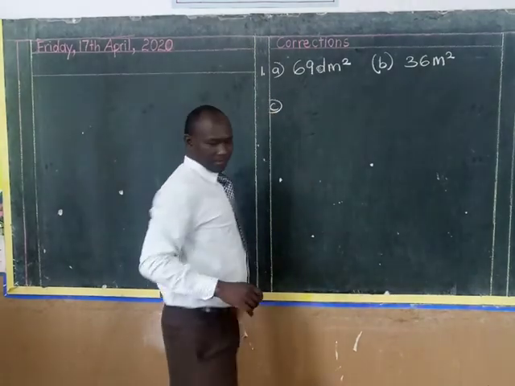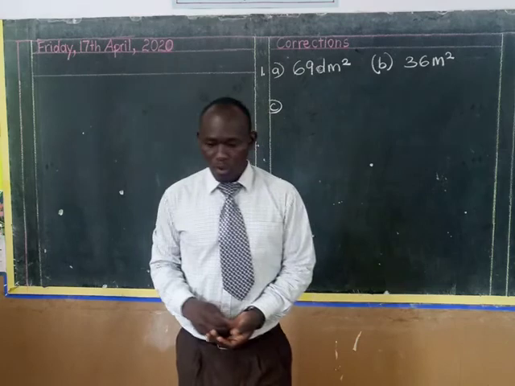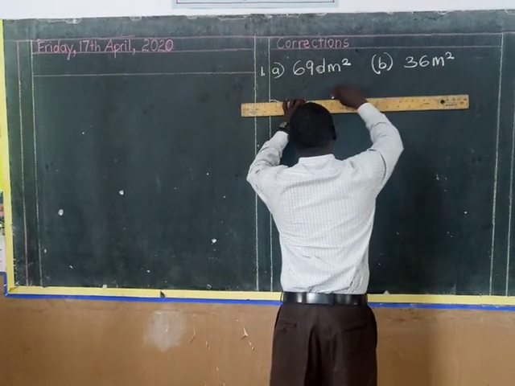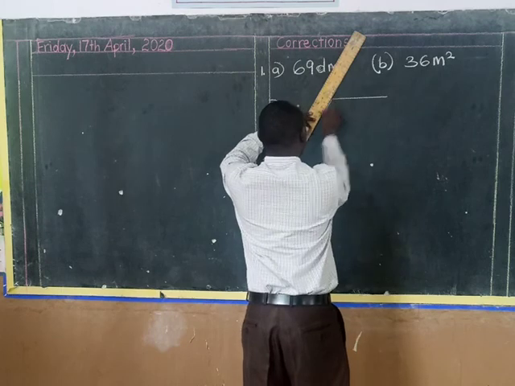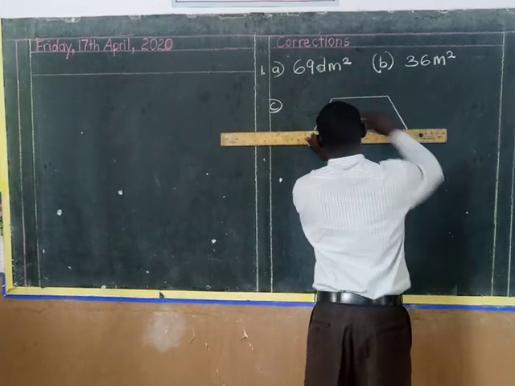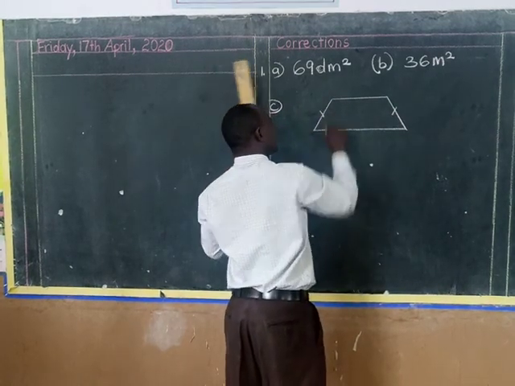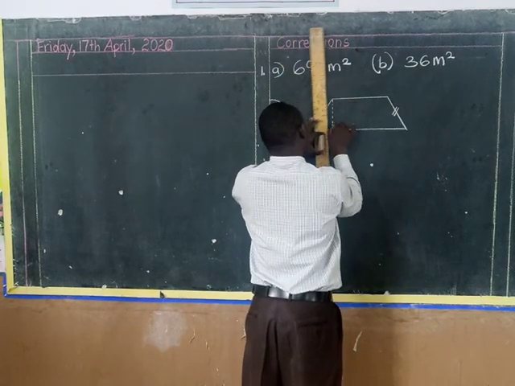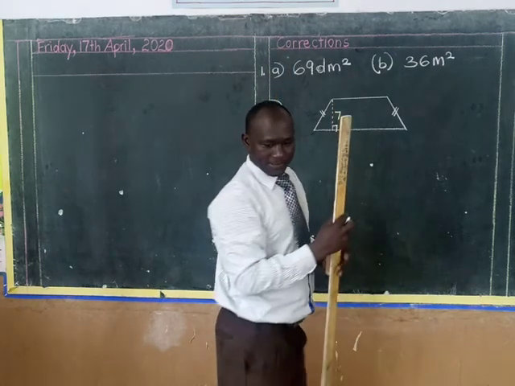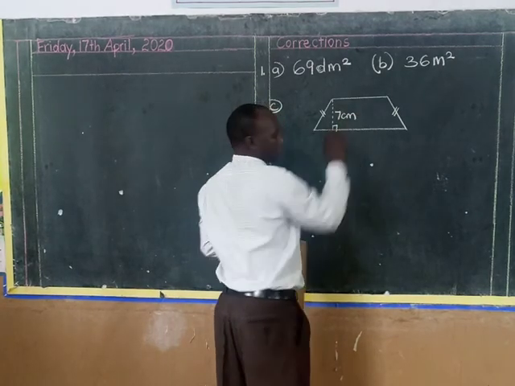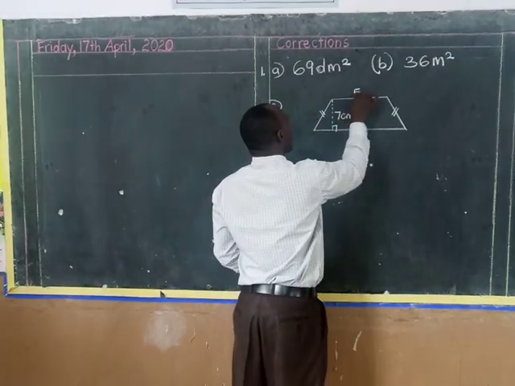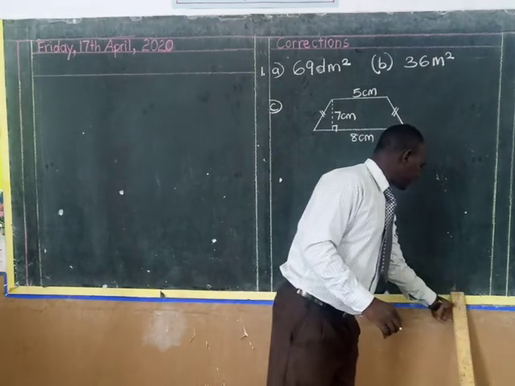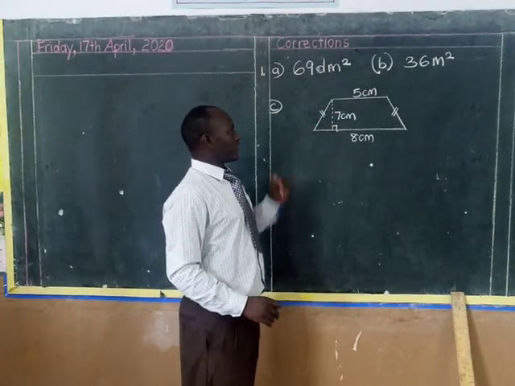Number 1C, I think we can go through number 1C. You had a figure which looks like this. This is an isosceles trapezium. There are double marks there. Then you have that, which is 7 centimeters. We had 5 centimeters, then 8 centimeters. I think that was all. And we are supposed to find the area of that figure.